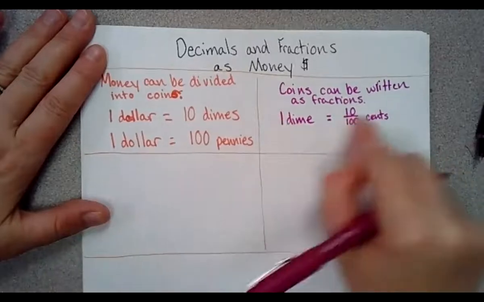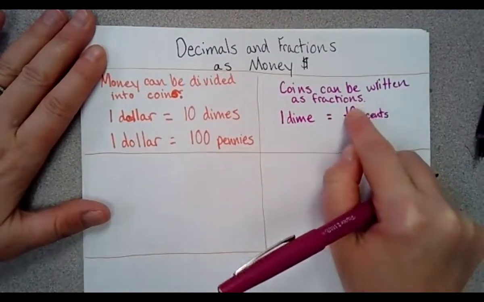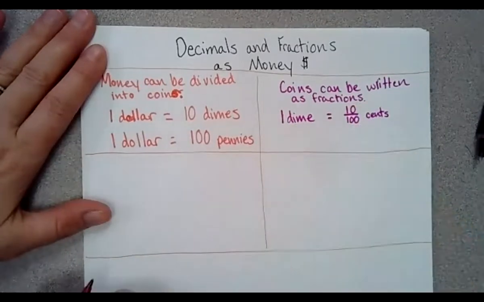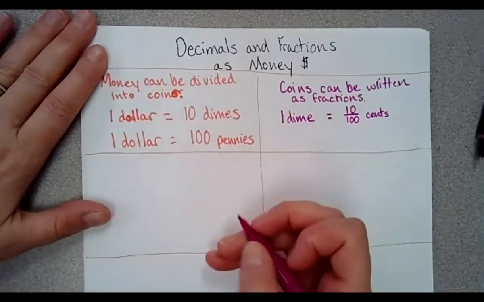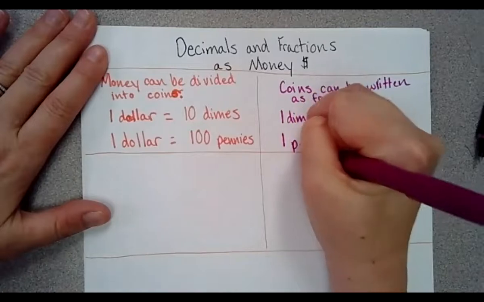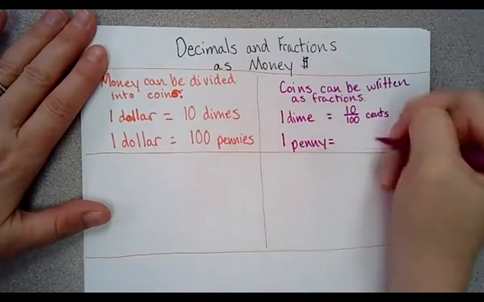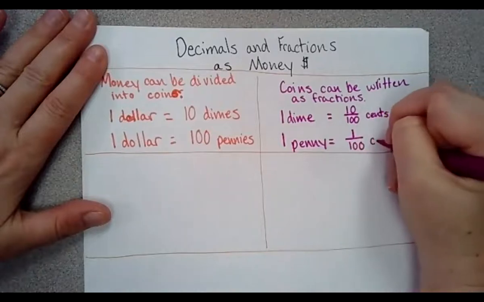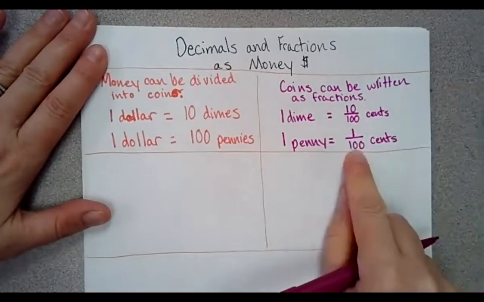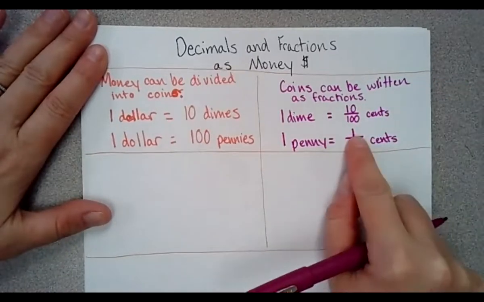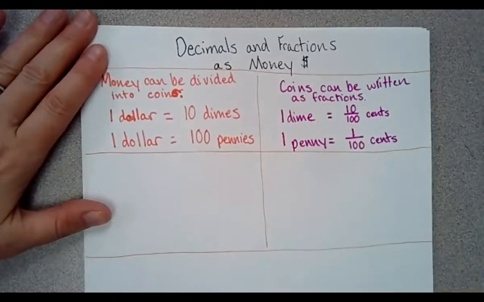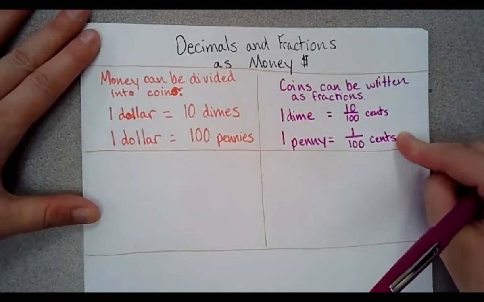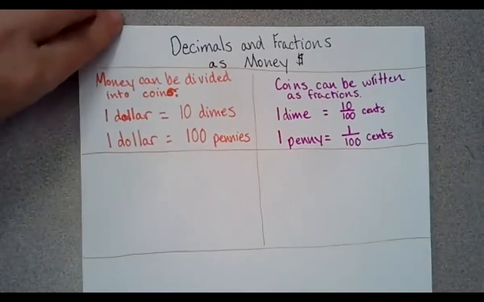Because 1 dime is worth 10. There are 10 dimes inside of there. So that's 10 out of 100. If you have 1 dime, that's 10 out of 100 cents. If you have 1 penny, you guessed it, that is 1 cent out of 100 cents. Because it would take 100 cents to make the whole dollar, and 1 penny is just worth 1, okay? So coins can be written as fractions. That's very important that you understand that.